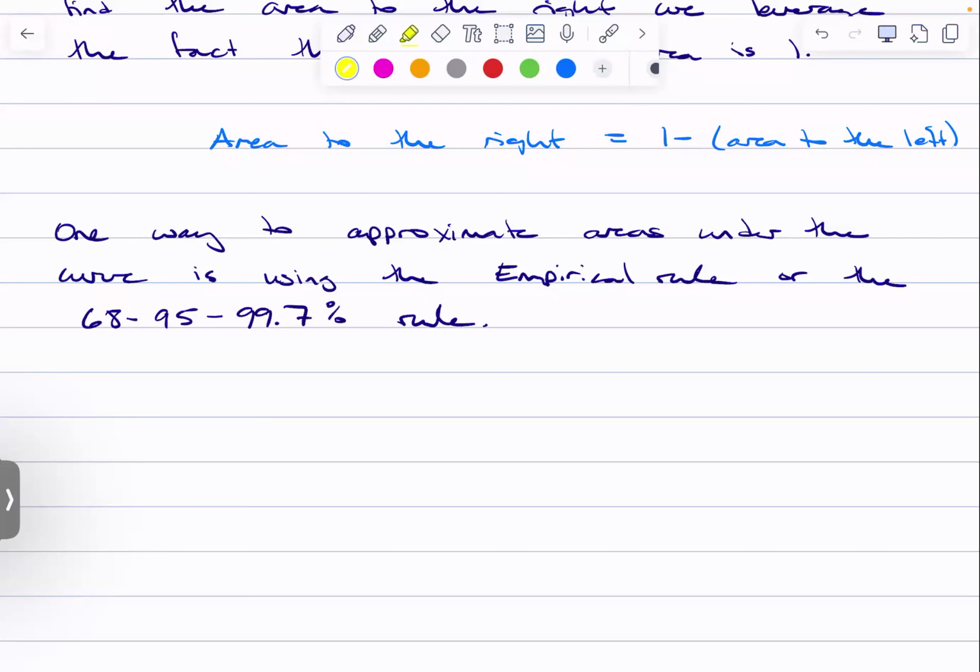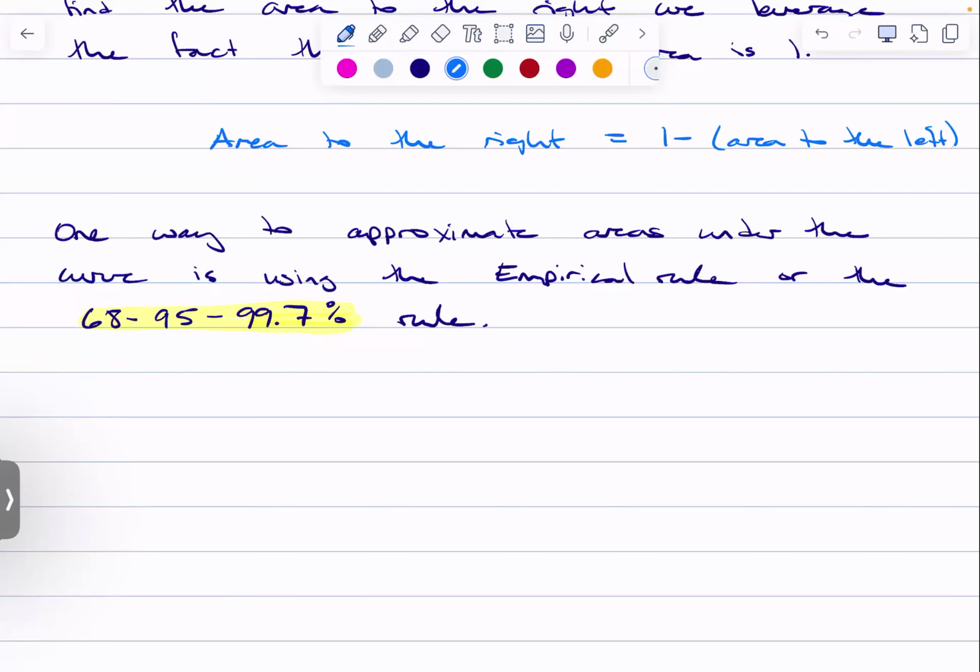Okay. What's in a name? Well, everything. The 68, 95, 99.7 rule says that if you have a normal distribution, then 68% of the curve is captured within 1 standard deviation from the mean.